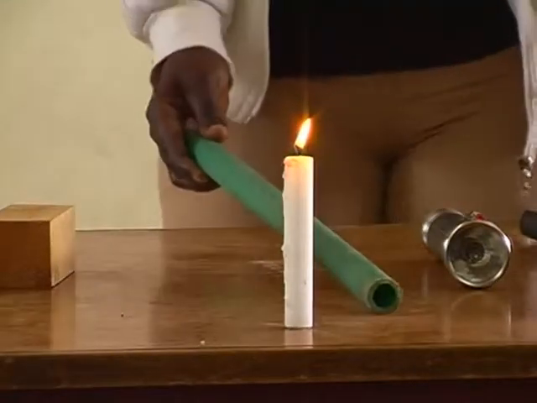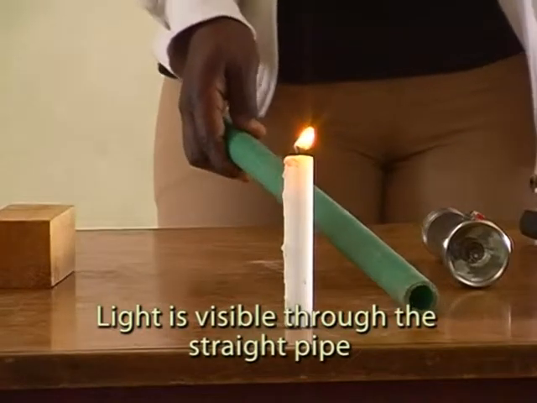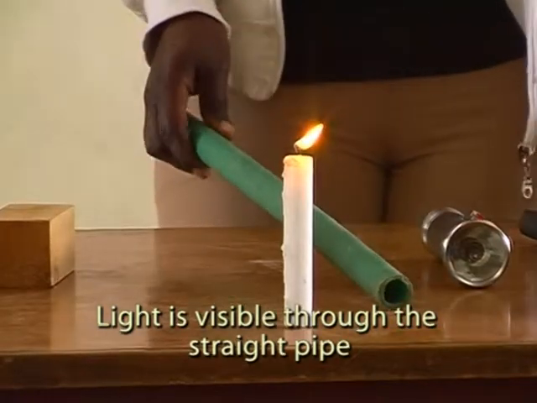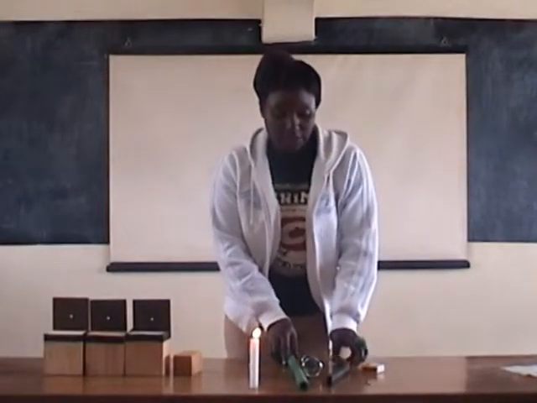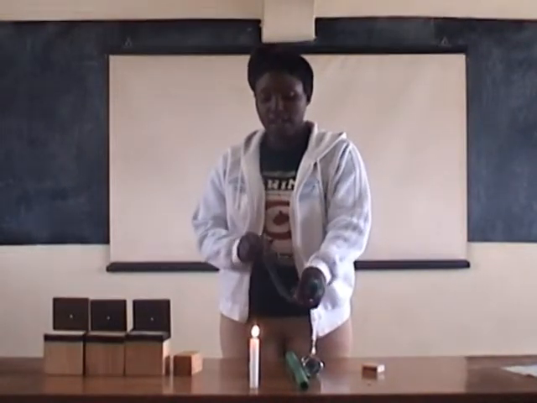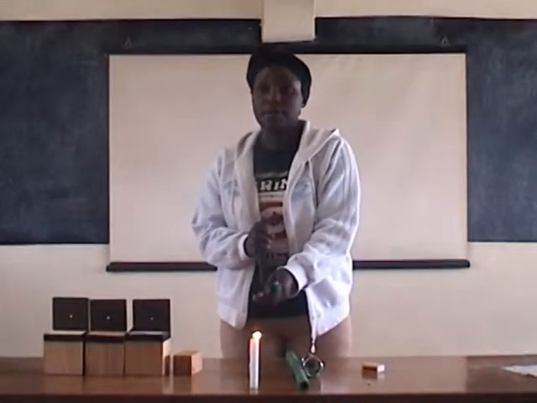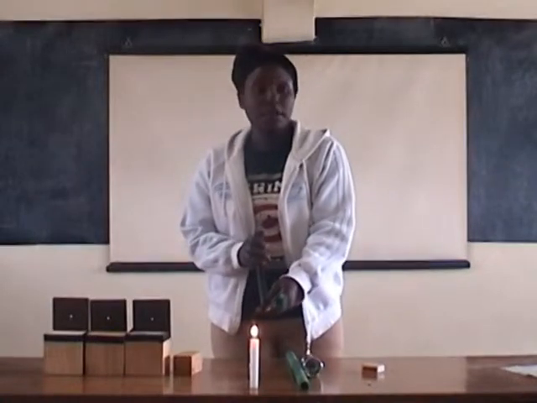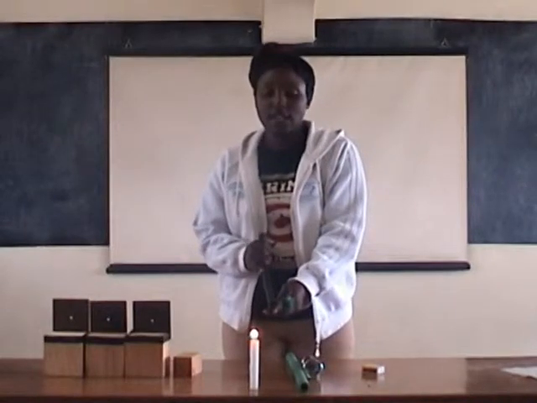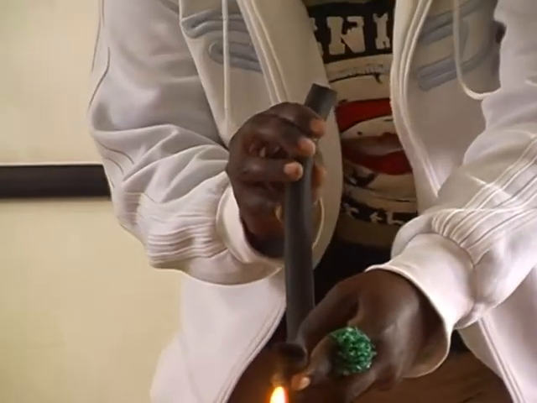Yes. When I look through this straight pipe, I am in a position to see the candle, the source of light, from the other end. What if I use the other pipe, which first of all I'll try to bend? Will I see through the pipe? Can anybody give us a suggestion whether I can see through the pipe if it's bent? Okay, I will also try.